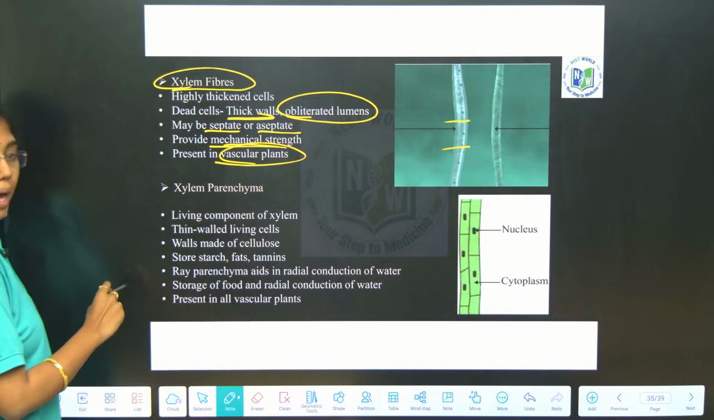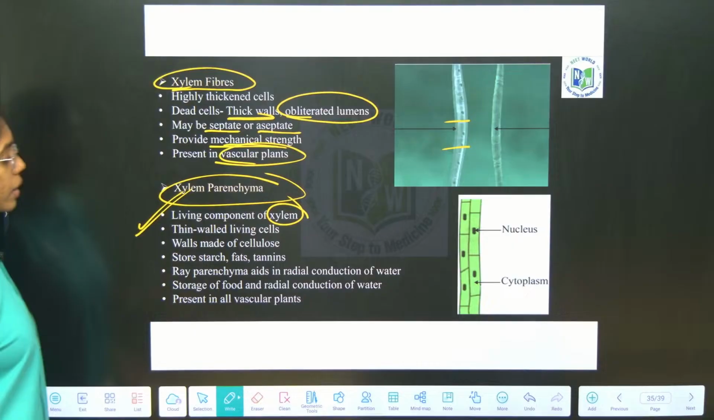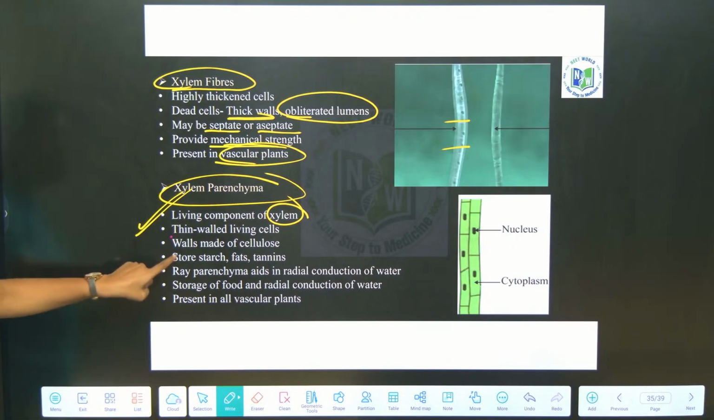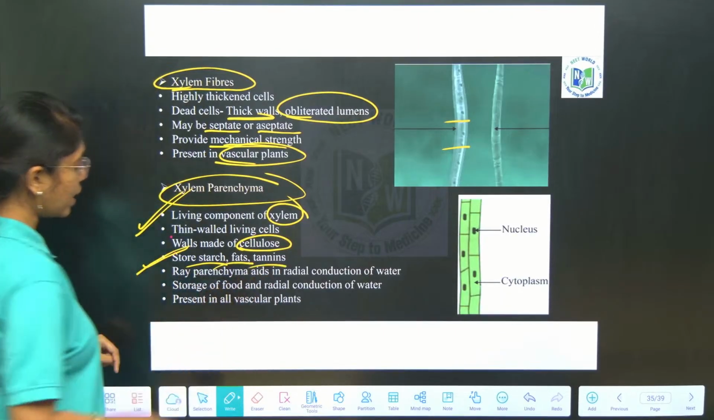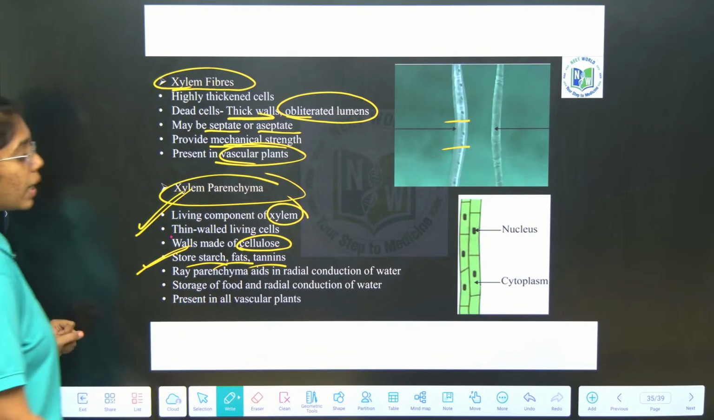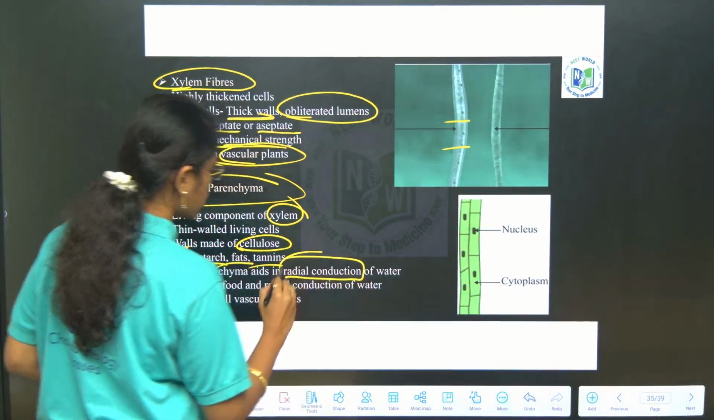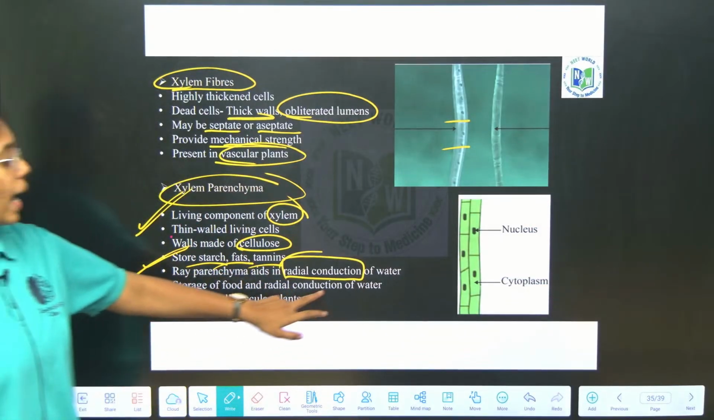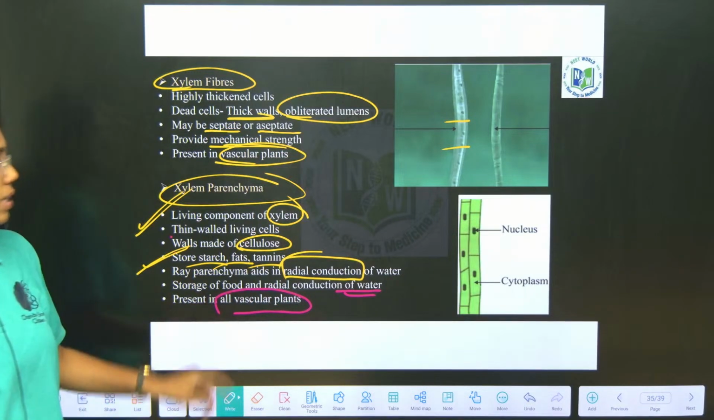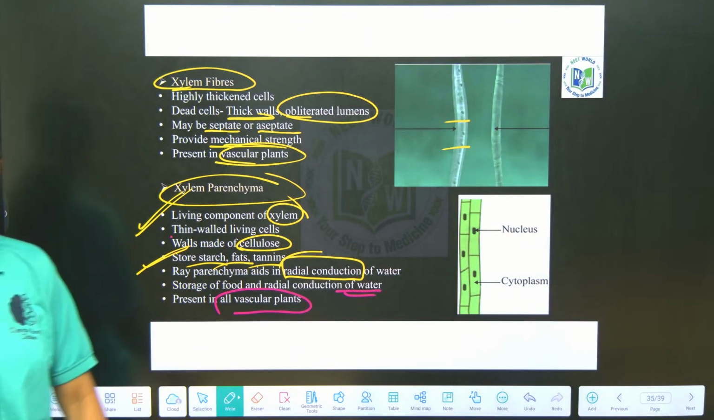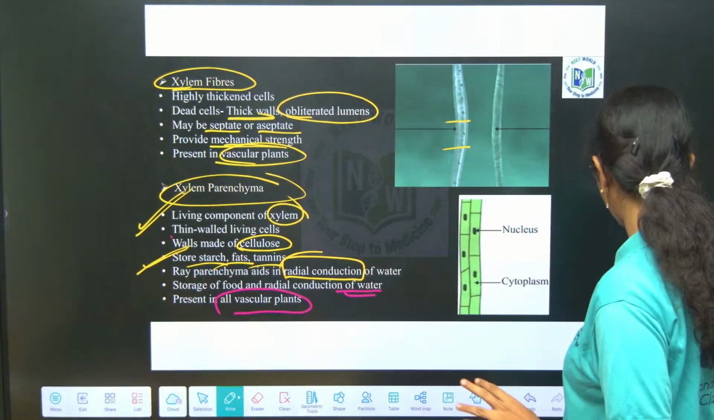Okay. Xylem parenchyma, if you see, is the only living component of xylem. Thin-walled living cells; cell walls are made up of what? Cellulose. They store starch, fats and tannins. Ray parenchyma will conduct radial conduction of water, and they will store food. Xylem parenchyma is present in all the vascular plants. Vessels are present only in the angiosperms, the advanced division of the plant kingdom.